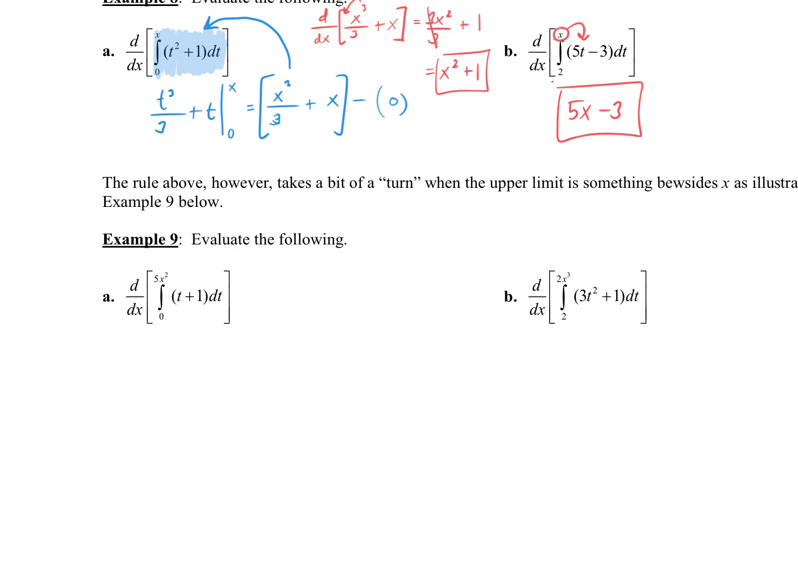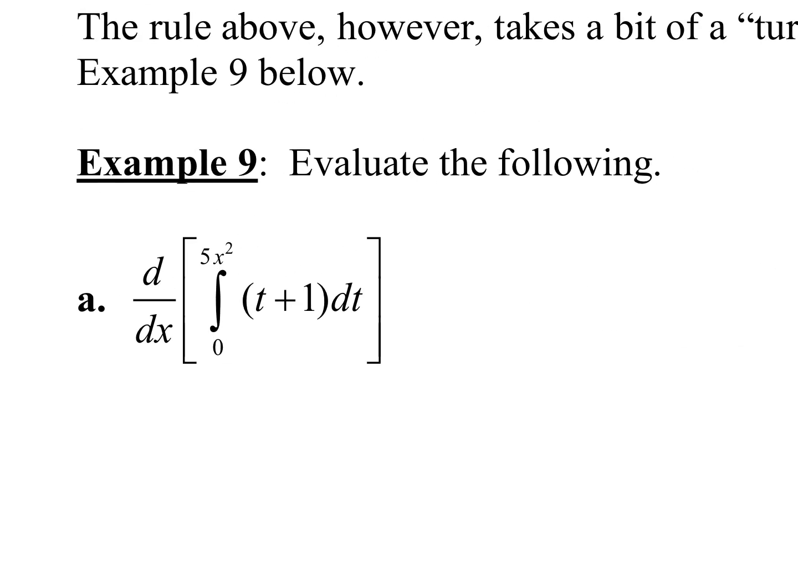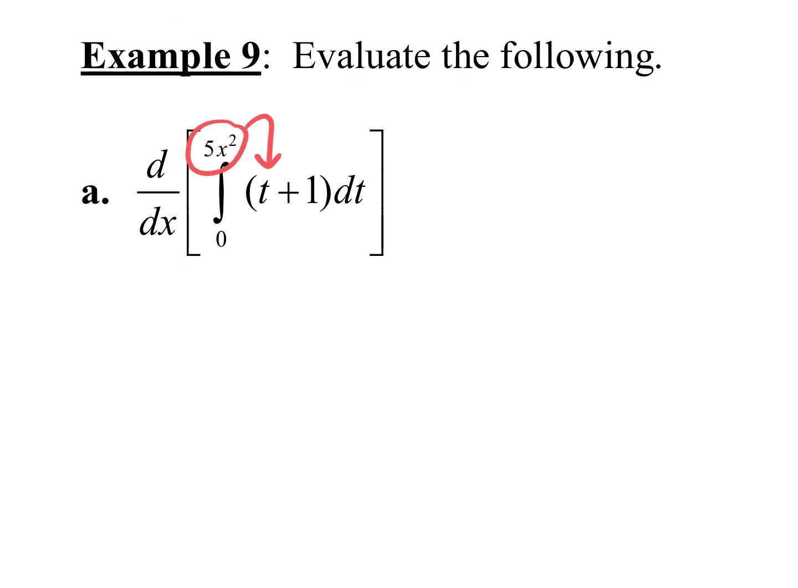Okay, now this last example takes a little bit of a turn when the upper limit is something besides x, as we can see here. If this is not just x, then after we plug it in, we also have to take the derivative of 5x squared. We're doing the chain rule, basically, okay? So again, I'll show you the mini proof here, and then we'll do the easy way for the second one.